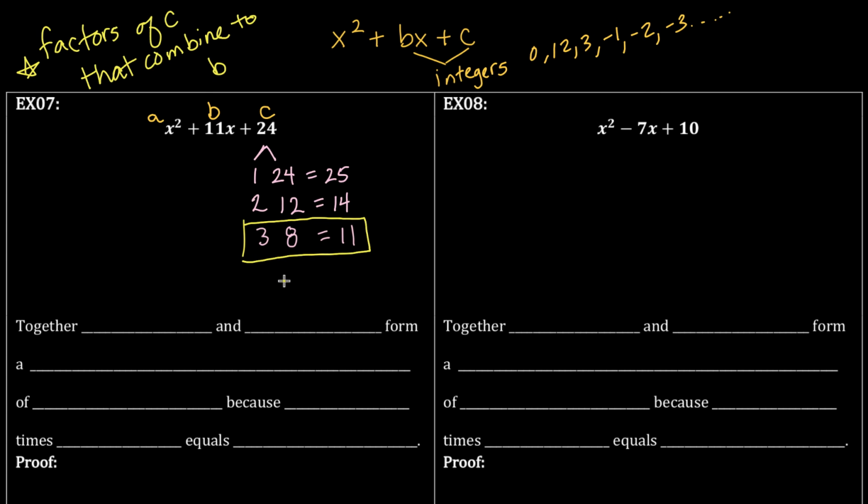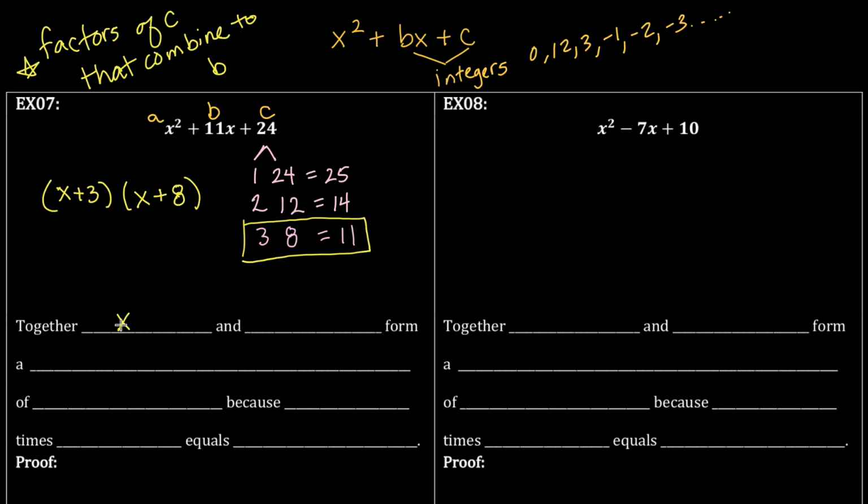3 and 8. Oh, my bad. That's not what we're doing. I was thinking about something else. So 3 and 8. You will write it as x plus 3 times x plus 8. And it's as simple as that. 8 times 3 is 24. Plus 3 plus 8 gives you plus 11.